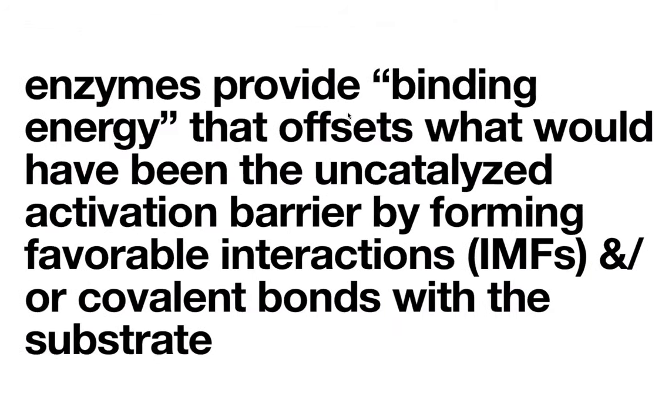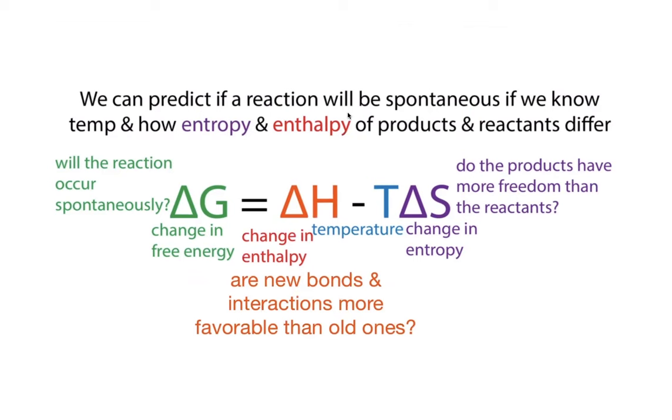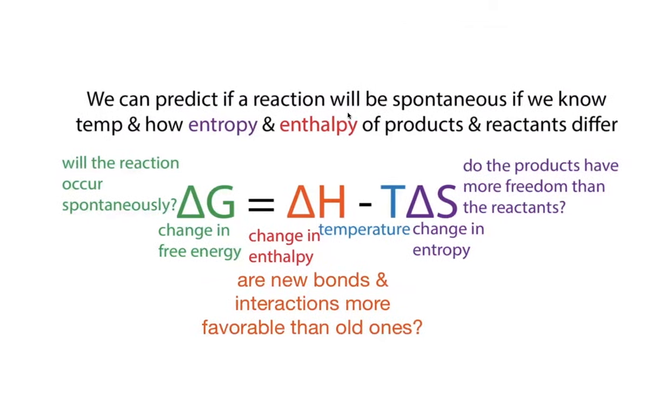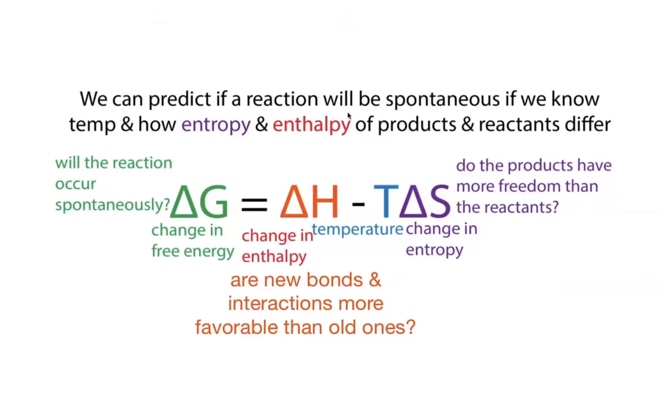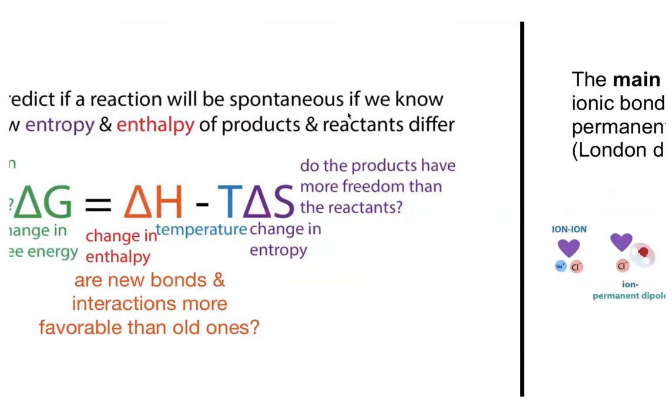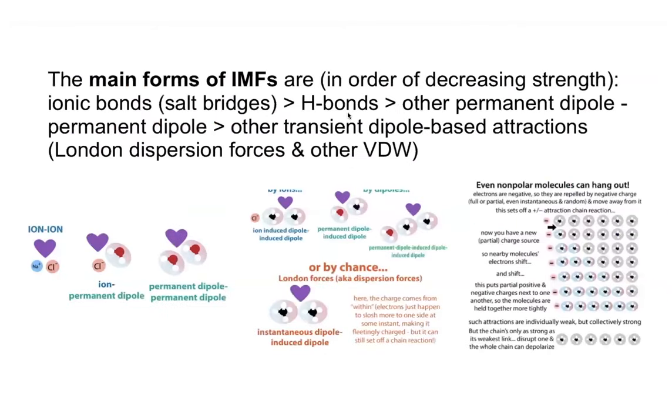So how are enzymes actually going to be lowering the activation barrier? They provide binding energy that offsets what would have been the uncatalyzed activation barrier by forming favorable interactions and/or covalent bonds with the substrate. When we talk about binding energy, when we talk about interactions that are either covalent or non-covalent, all of our good old IMFs, what we're talking about is change in enthalpy. And we have to ask, are the new bonds and interactions more favorable than the old ones? Remember, these can be a lot of weak interactions. They can be even transient interactions, or they can be stronger interactions.